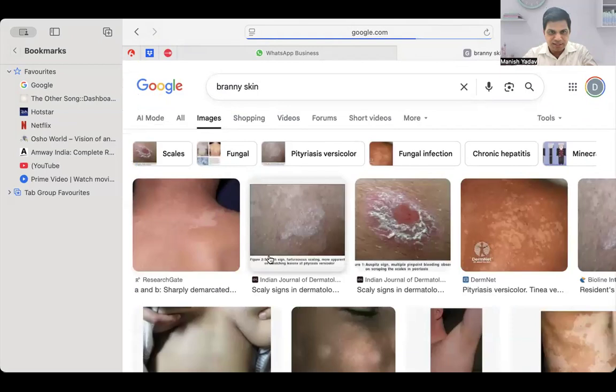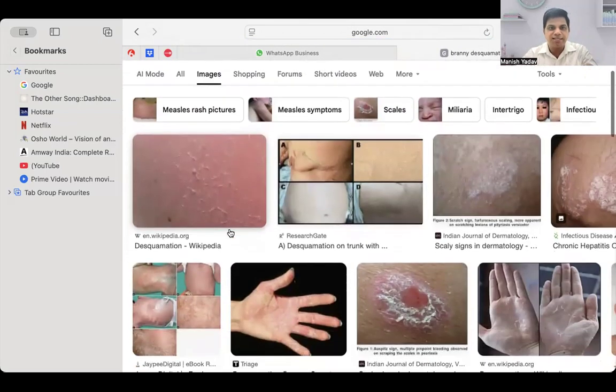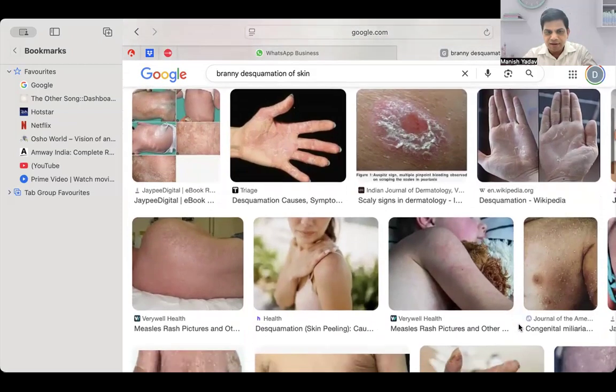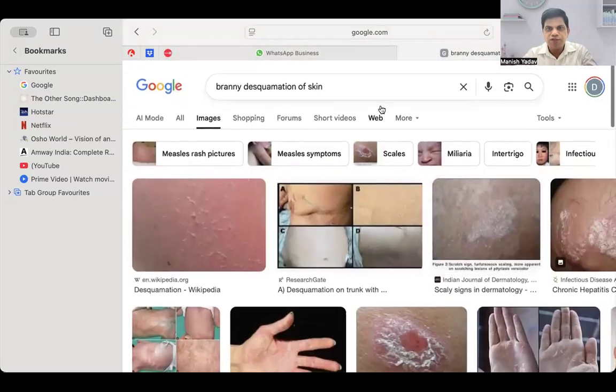You can see this, right? Branny skin, desquamation. You'll see the scaling is happening, in the hands it is happening. So just for the information, let's go back.